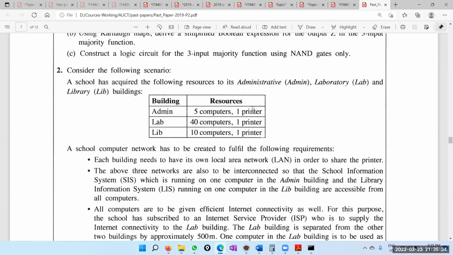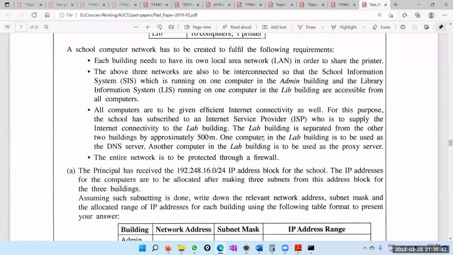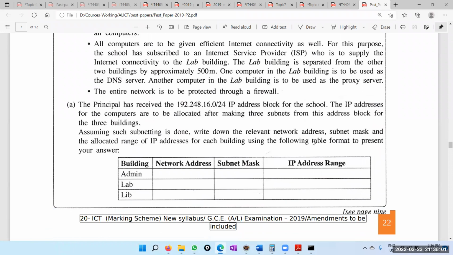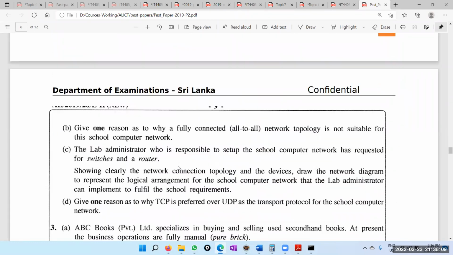Admin department 5 computers, 1 printer, lab 40 computers, 1 printer, library 10 computers, 1 printer. Right? Look at the principal IP block, the principal received this address block for the school. The IP addresses for the computers are to be allocated after making 3 subnets from the address block for the 3 buildings. Assuming each subnet is done, write down the relevant network addresses, subnet mask, and the allocated range of IP addresses for each building using the following table format to present your answer.